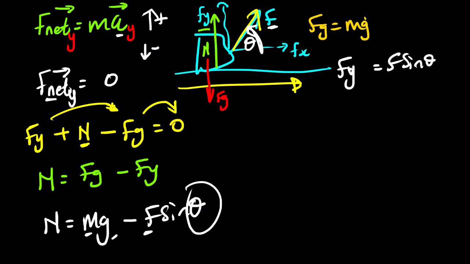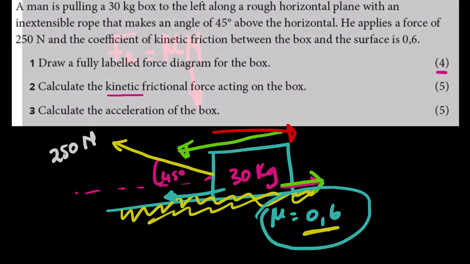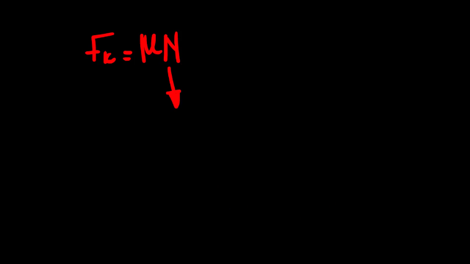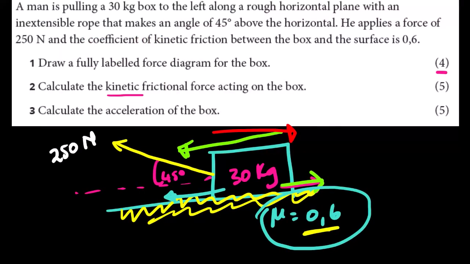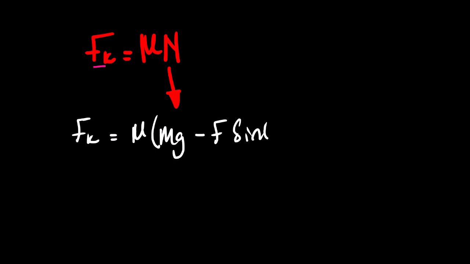Now let us go back to our question. So you're looking for the kinetic frictional force. I said that whenever you are given the coefficient, think about this equation: Fk is equal to the coefficient multiplied by the normal force. Now we can see that this scenario is actually the third scenario. So where we see N, we'll have to substitute the equation of normal force. So we have Fk is equal to the coefficient, open bracket, mg minus F sine theta.